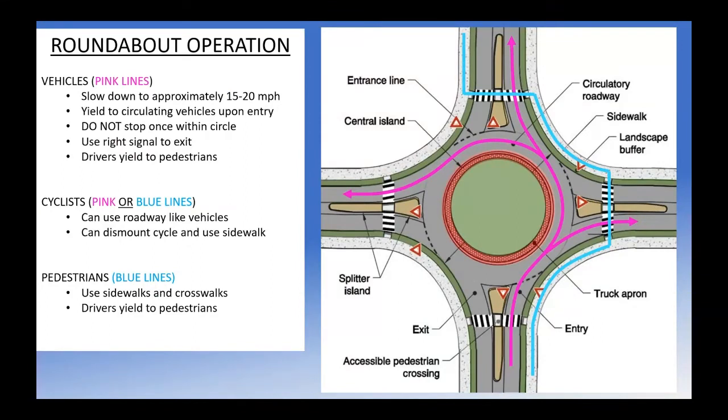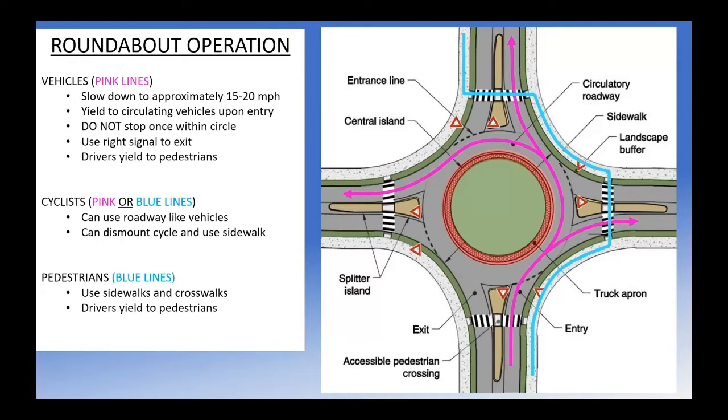Here is a demonstration of how to operate a roundabout, whether you are a vehicle, cyclist, or pedestrian. Vehicles are shown with the pink lines. Vehicles approach the circulatory roadway and slow down to approximately 15 to 20 miles per hour. They yield to the circulating vehicles upon entry, and then you do not stop once you are within the circle. You can use your right signal to exit, and drivers should always yield to pedestrians in the crosswalk.